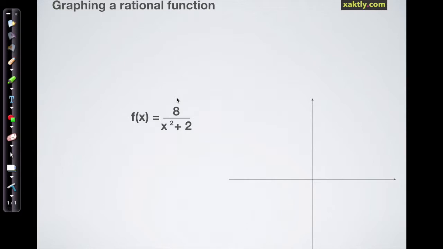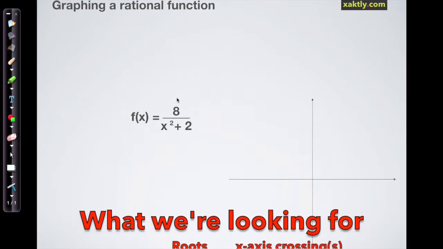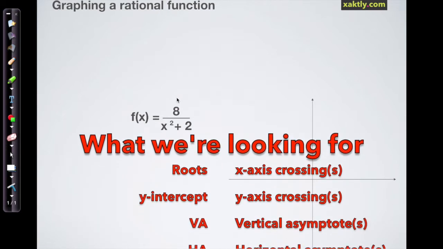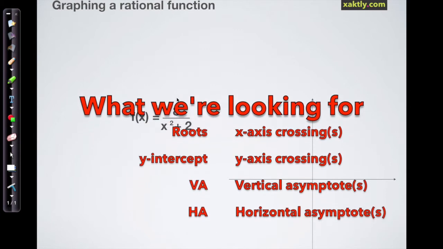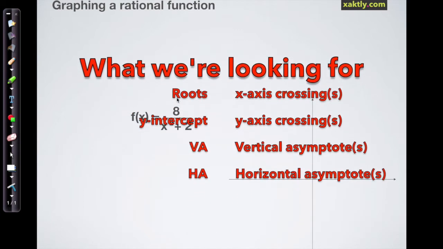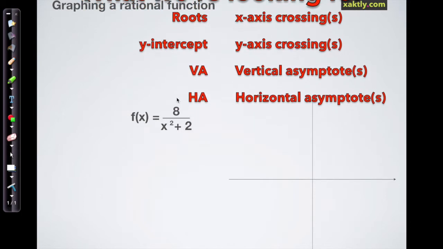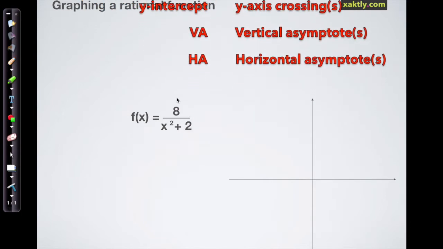When we think about the graph of a rational function, we really need to find out four things. Sometimes a little more if it's a tricky function. But those things are the roots, where does the function cross the x-axis, the y-intercept, where does it cross the y-axis, the positions of any vertical asymptotes, and the locations of any horizontal asymptotes.